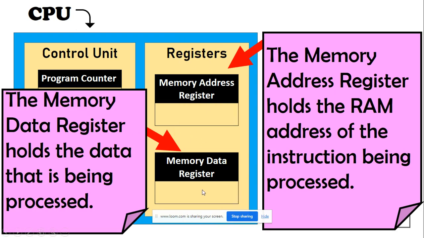Then we've got the registers, and we've got two here: the memory address register and the memory data register. The memory address register, as the name suggests, holds the RAM address of the instruction that is being processed. The memory data register holds the actual data that is being processed.